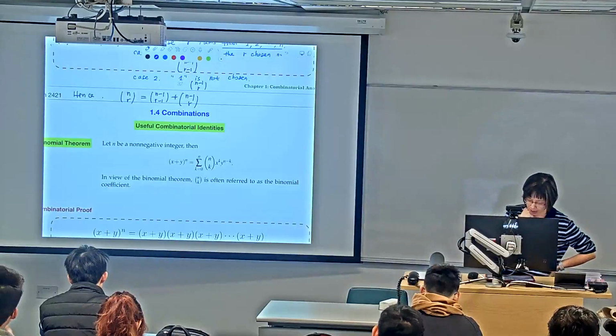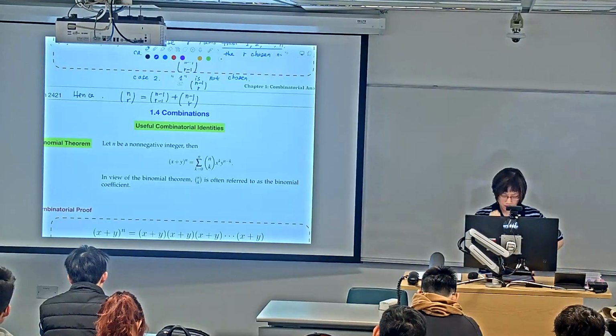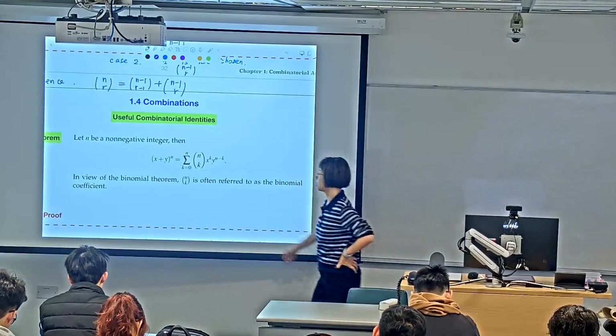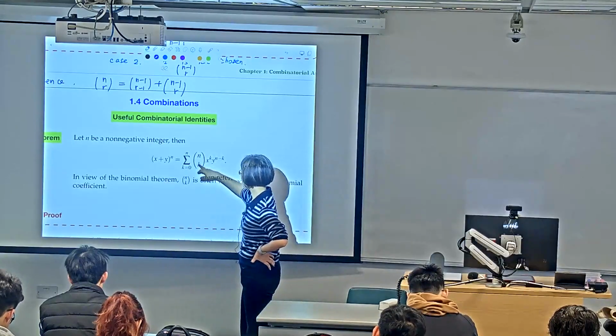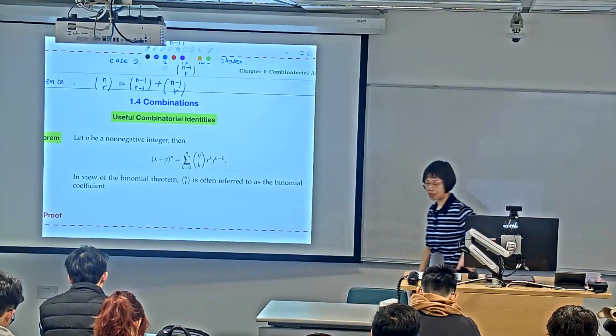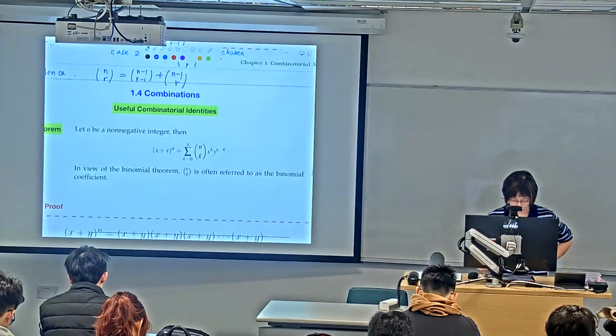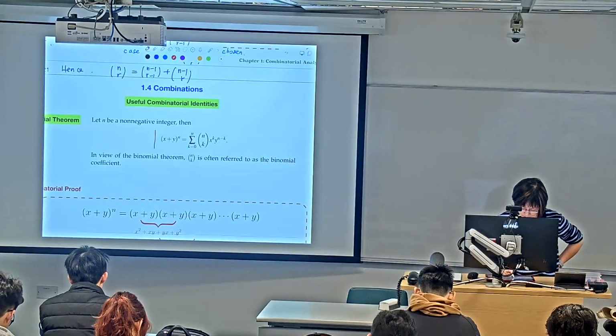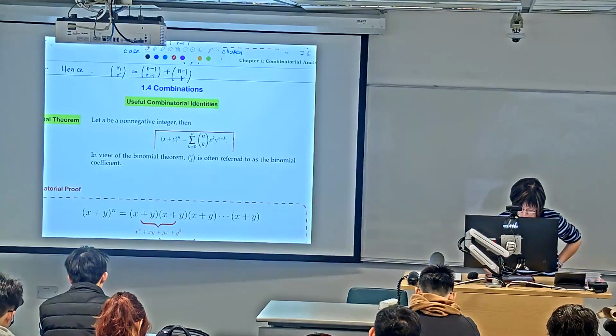This can be written as a sum, with index k from 0 to n, of summands n choose k times x to the k times y to the n minus k. So this is an important result. Let me circle it, let me box it in red.